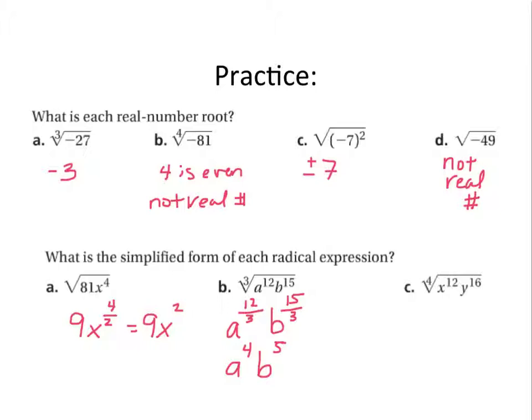All right, how about this one? Again, no coefficient, so x to the 12 over 4, so x cubed, and y to the 16 over 4, so y to the 4th. Now, this is a little bit of a tricky subject here, but what's going to happen with this one is we had an even root here, an even index, even root.